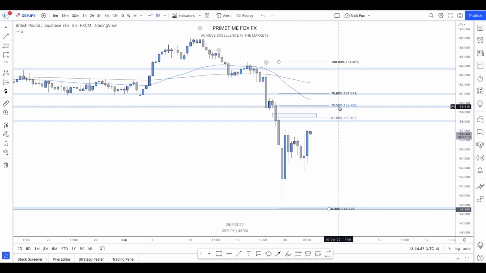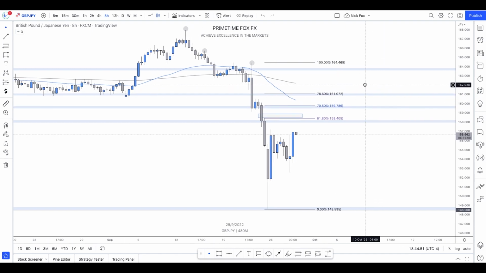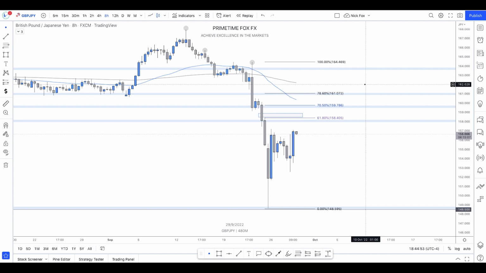70.5% Fibonacci retracement level, which also is characterized in the trading game as the optimal entry point. And if we look on this axis here, where does this fall in line with? The 160 psychological level.